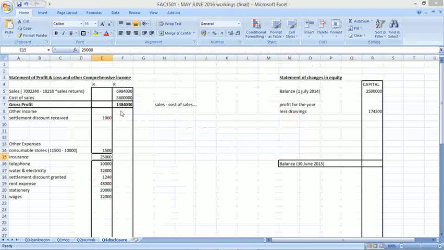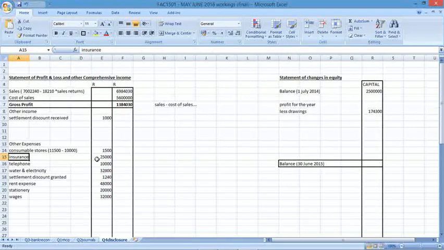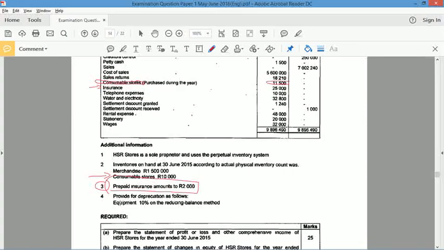You need to reduce it by 2,000. Okay, so insurance is going to have a working here. 25,000 minus 2,000 gives you 23,000. We need to change that to a 3. Okay, and then they said here, provide for depreciation as follows. Right, 10% using the reducing balance method.